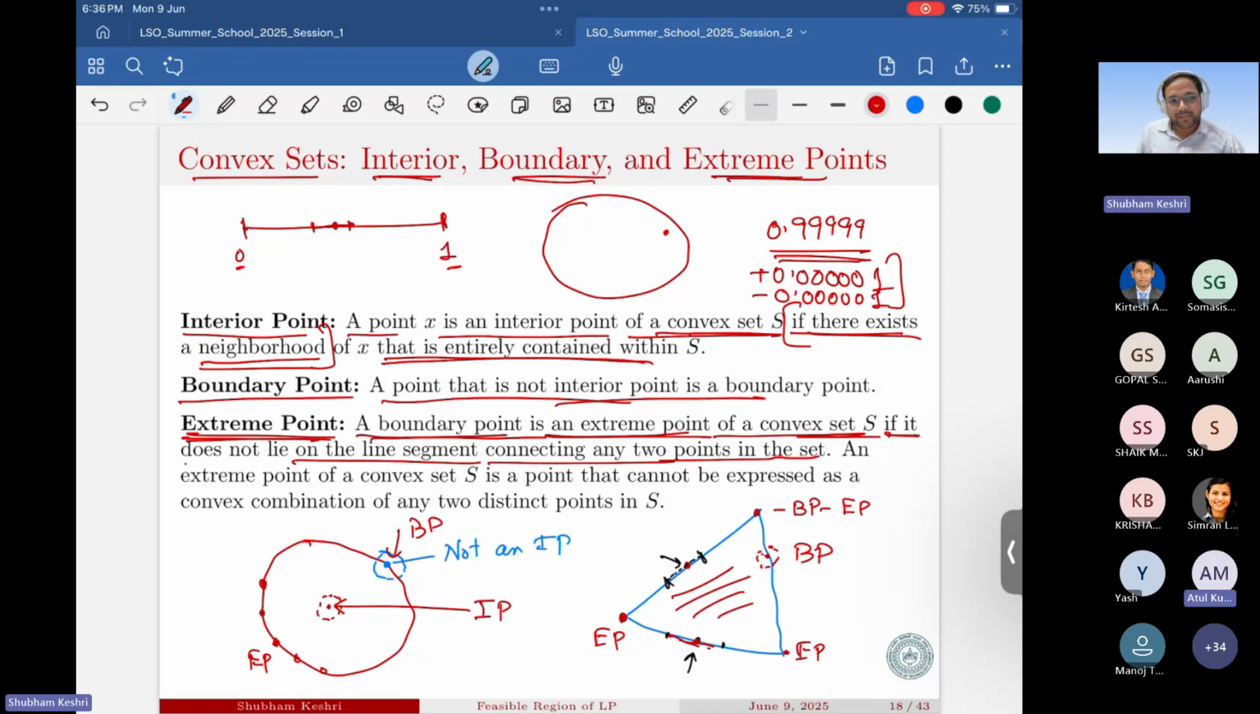So extreme points are also considered in a convex set or not? Yes, all the points belong to the set. All the points should belong to the set.